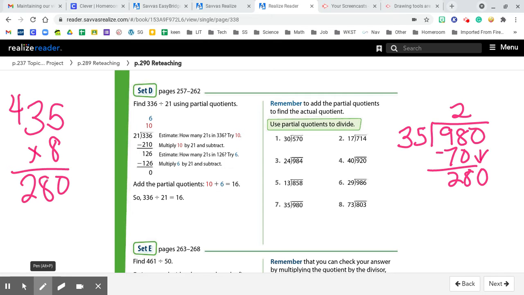you just think to yourself, 35 times 10 is 350. Half of that is less than 280. So I know my answer is going to be between 5 and 10. So 8 is a good number if you're just trying to figure out where you want to begin with this. But I'm using a lot of mental math strategies to make some logical choices for where I'm going to start on my problem.